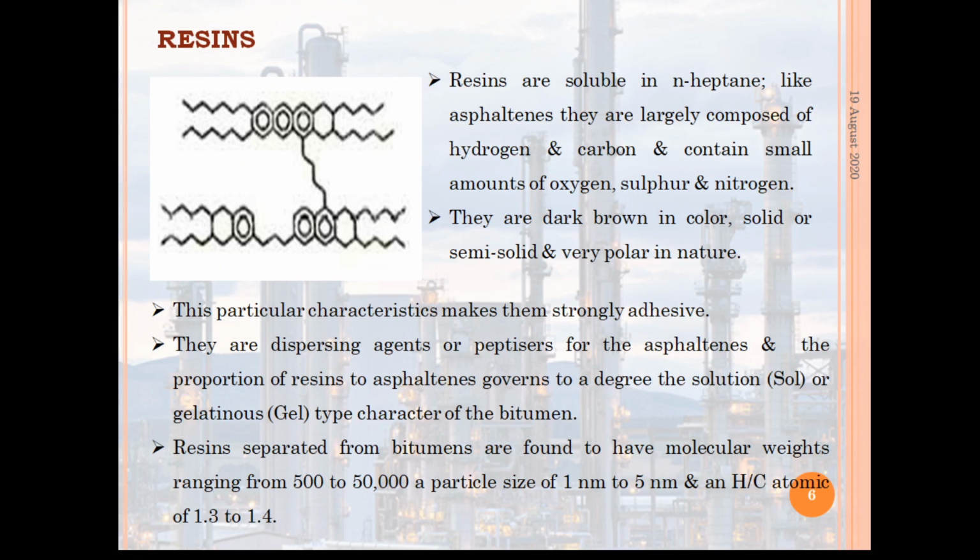They are dispersing agents, or peptizers, of the asphaltenes, and the proportion of resins to asphaltenes governs to a degree the solution or gelatinous type character of the bitumen. Resins separated from bitumens are found to have molecular weights ranging from 500 to 50,000, a particle size of 1 nanometer to 5 nanometers, and a hydrogen-carbon atomic ratio of 1.3 to 1.4.